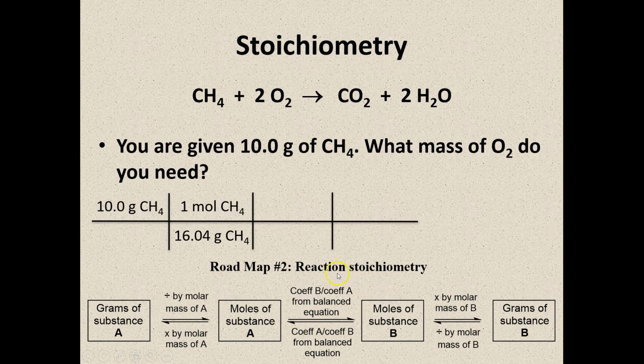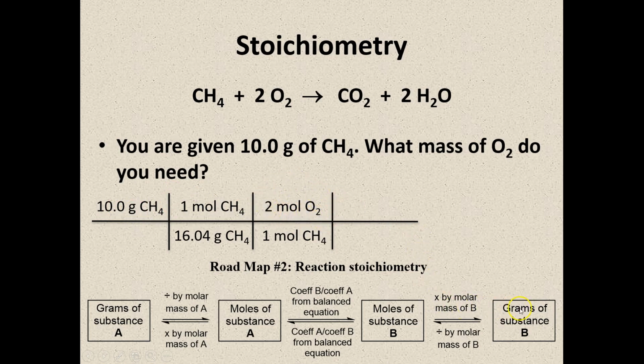Now, the next thing is to multiply by the coefficient of substance B over the coefficient of substance A from the balanced equation. And so this is one of my moles to moles conversion factors. It's got the moles of substance A in the denominator and the moles of substance B, the oxygen, in the numerator. You notice now that cancels out moles of methane, and I've now converted grams of methane into moles of oxygen.